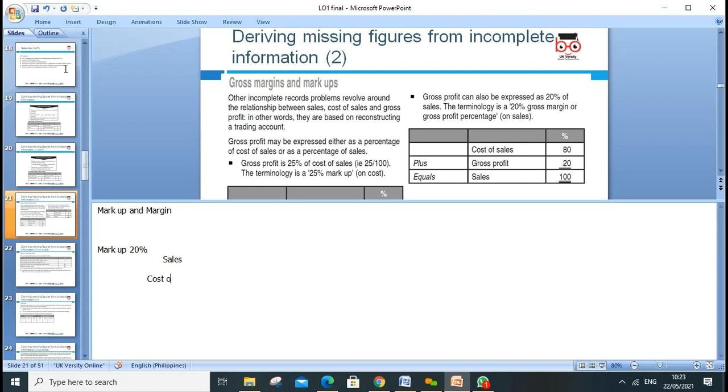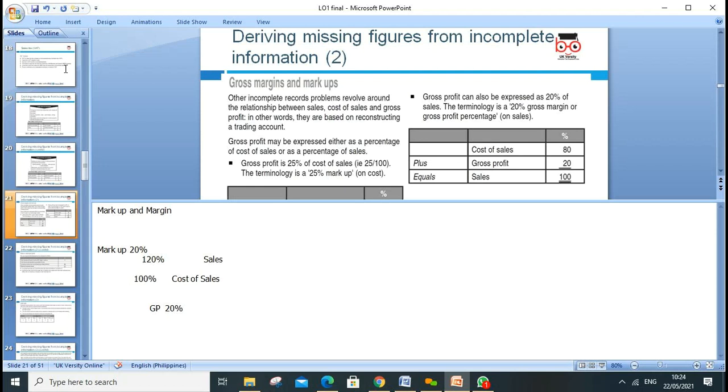Then comes cost of sales, and then we find the gross profit, GP. Whatever the word, markup or margin, the percentage means the gross profit. So in this question, if the word is markup, you can write your cost of sales as 100%. Now your sales will be 120%, and your gross profit will be 20%.